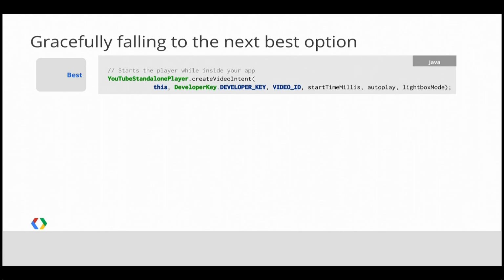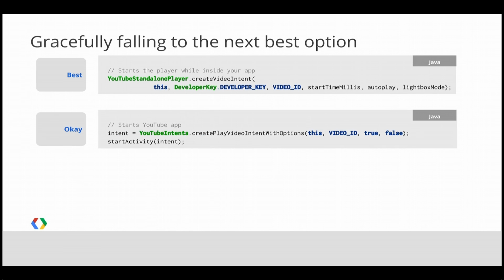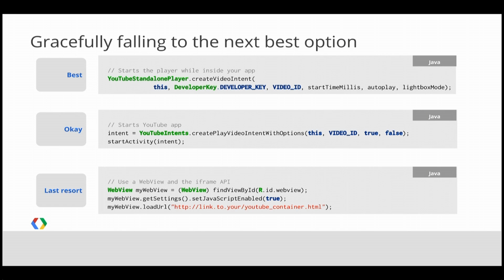Not all devices are going to have the latest version of YouTube. So you're going to have to fall over to your next best option. Now, depending on what your application does, this may mean a couple of different things. If your application just wants users to play YouTube videos, sometimes you just want to kick them out to the main YouTube application. So the second line of code is an example of how I can use the YouTube Player API to start a YouTube video in the main application. And in the worst case scenario, YouTube is not available on your platform. So then you would fall back to the iframe Player API. Now, for any number of reasons, this is the last resort, but it is one that you might want to consider.